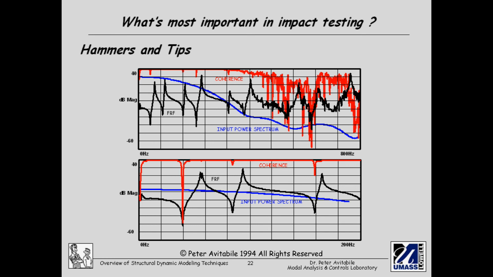If I look at the lower trace, you'll see that we did a much better job in picking an excitation that did a nice job of exciting the frequency band of interest. You'll see that the input power spectrum is reasonably flat, the frequency response function looks fairly good, and the coherence looks fairly good. So we'll talk more about these kinds of measurements as we go on.